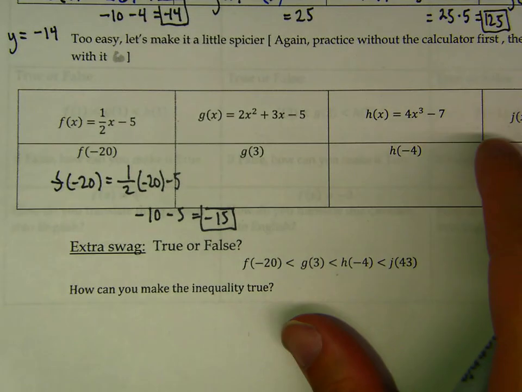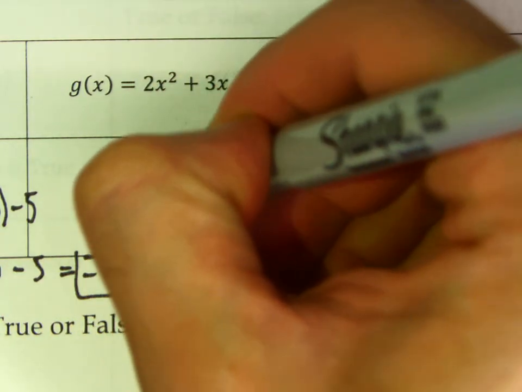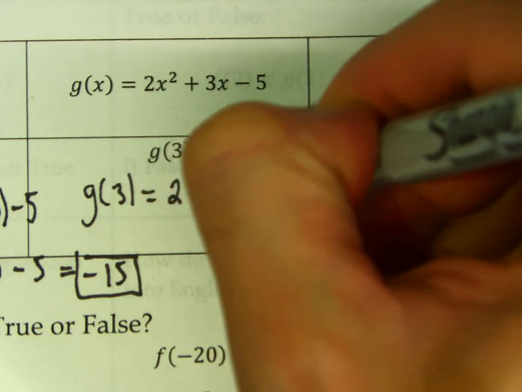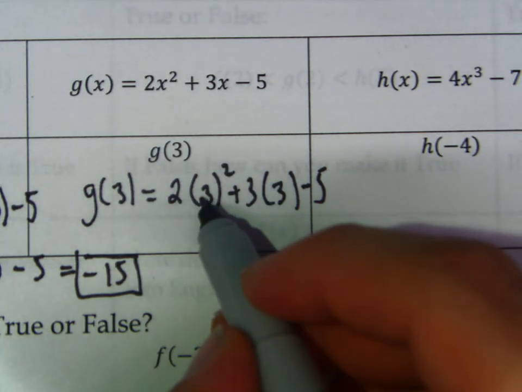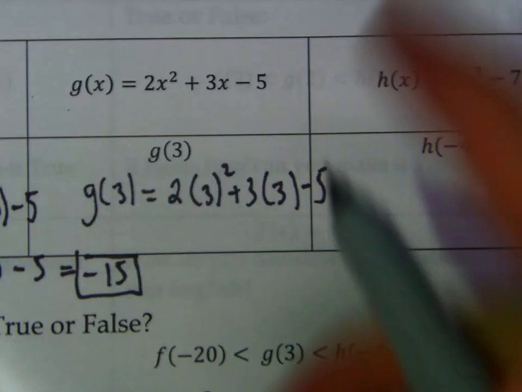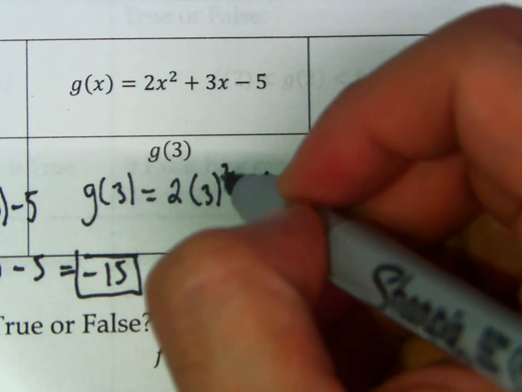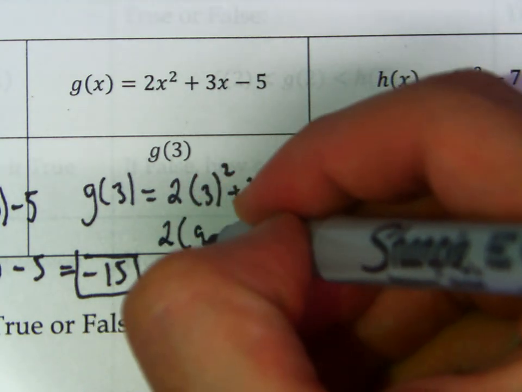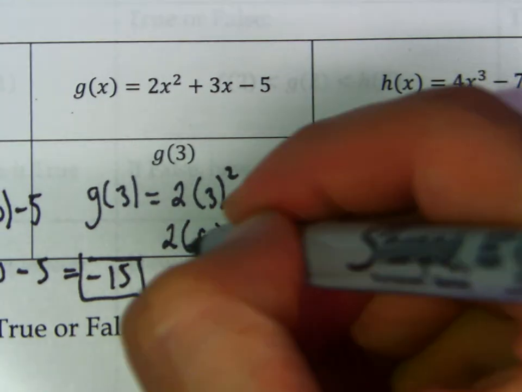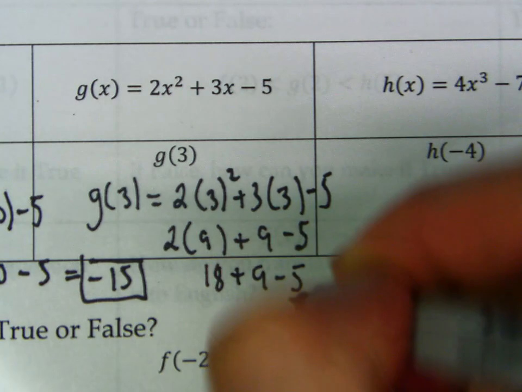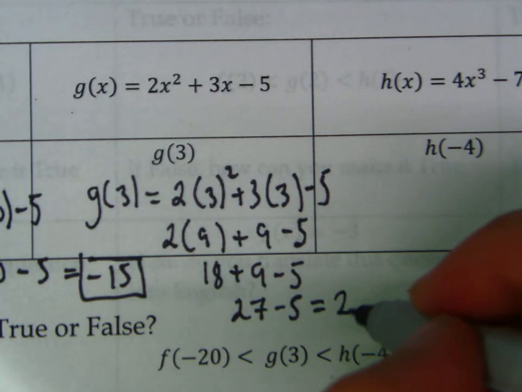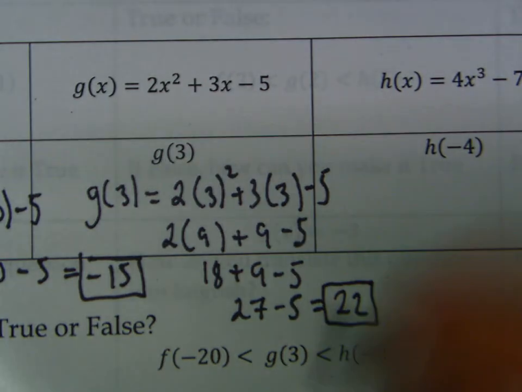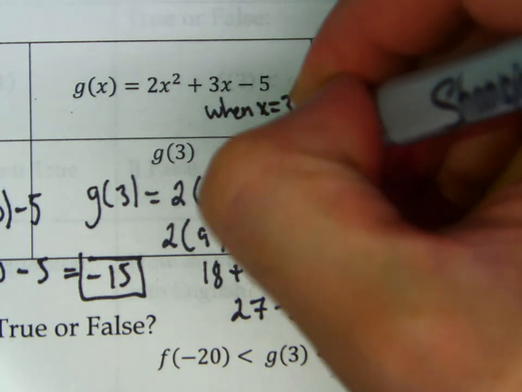For this one over here, what do you got? So this is g of 3 equals 2 times 3 squared plus 3 times 3 minus 5, right? So this becomes what? If you do 2 times 3 first, the gods of math give you a pow pow. Do not do 2 times 3 first, right? You have to do the 3 squared first. So that's 2 times 9 plus 9 minus 5. 2 times 9 is 18 plus 9 minus 5. 18 plus 9 is 27 minus 5. 27 minus 5 is 22. Right? So when x equals 3, y equals 22.